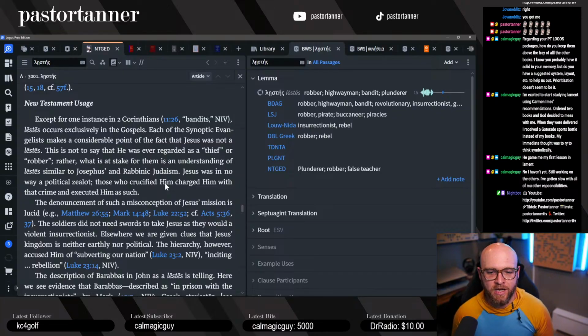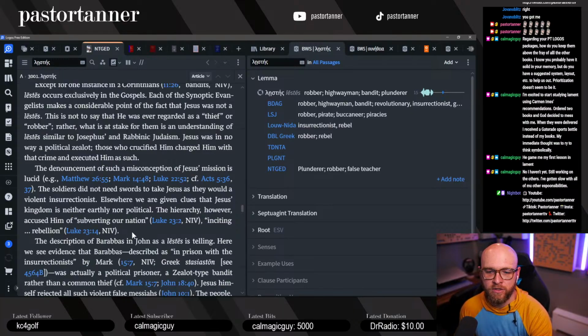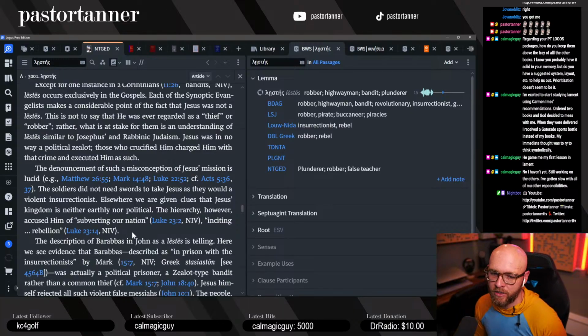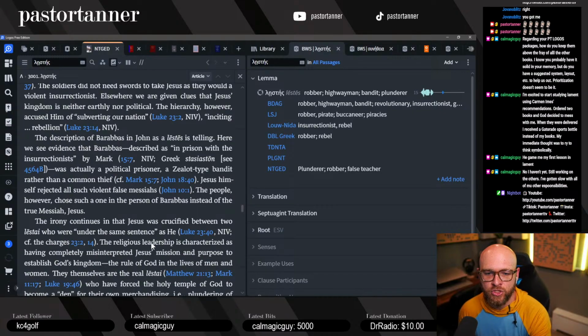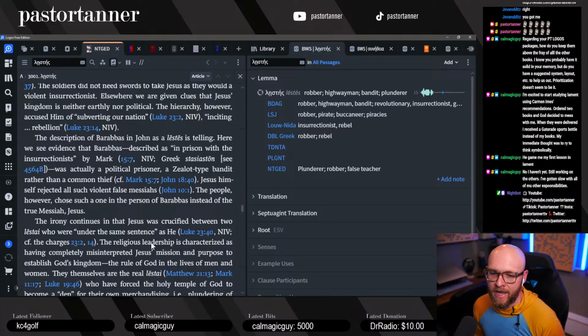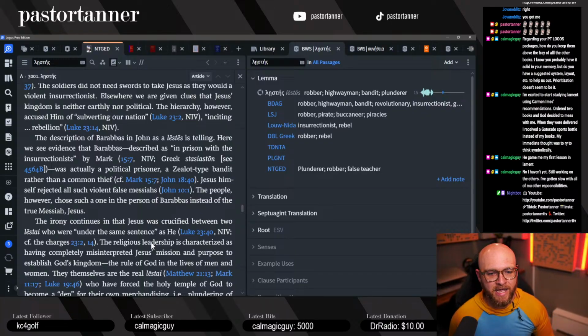The soldiers did not need swords to take Jesus as they would a violent insurrectionist. Elsewhere, we are given clues that Jesus' kingdom is neither earthly nor political. The hierarchy, however, accused him of subverting the nation, inciting rebellion. The description of Barabbas in John as a lestes is telling. Here we see evidence that Barabbas, described as in prison with the insurrectionists by Mark, was actually a political prisoner, a zealot-type bandit rather than a common thief. Jesus himself rejected all such violent messiahs. The people, however, chose such a one in the person of Barabbas instead of the true Messiah, Jesus.